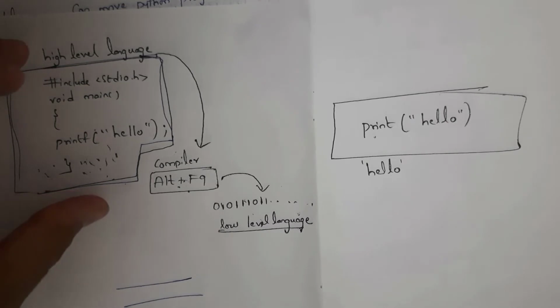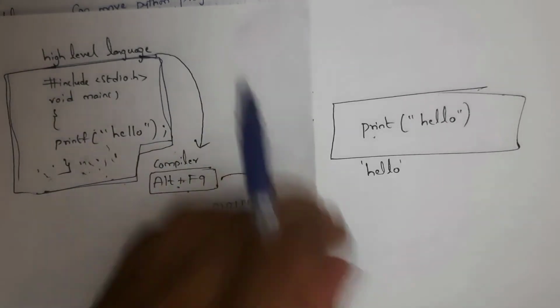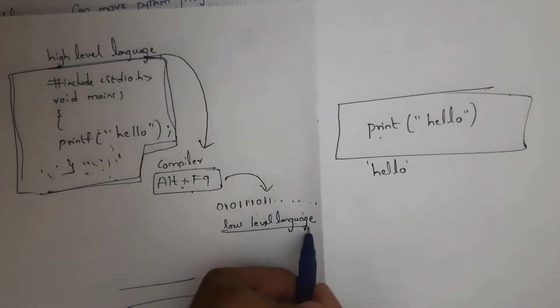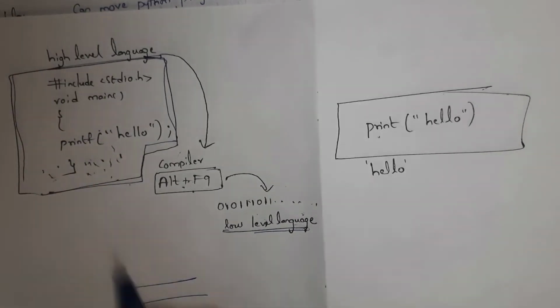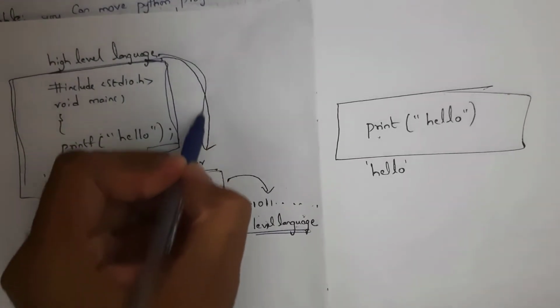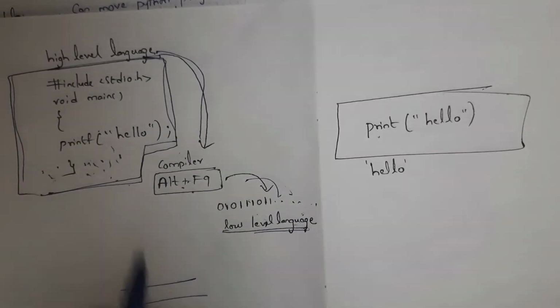So in order to convert this high level language into machine understandable language, that is into low level language, we need a compiler. After writing the entire program, whenever you click on Alt F9, if there are no errors in your program, then your program will be successfully converted into low level language. This is the use of a compiler.